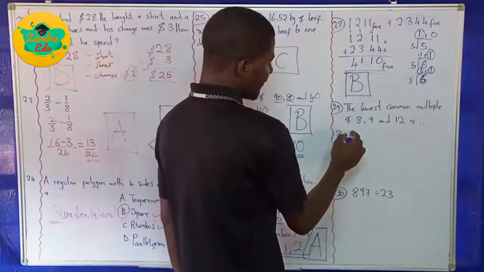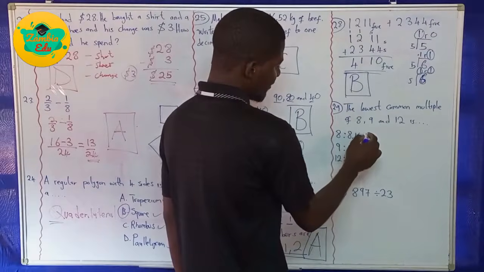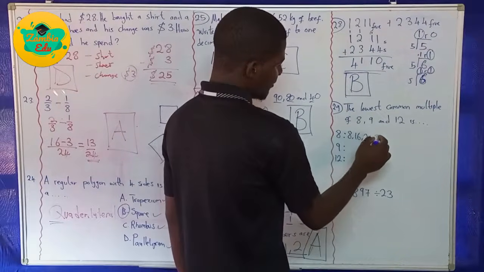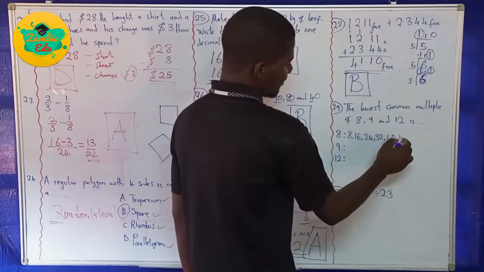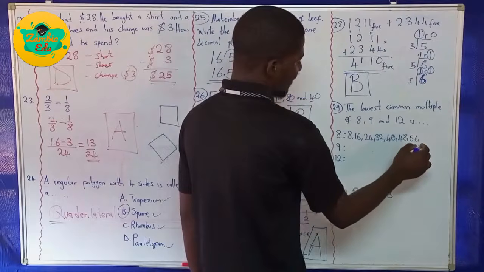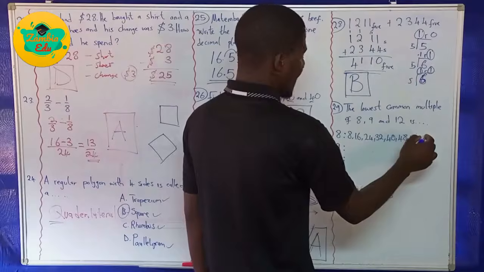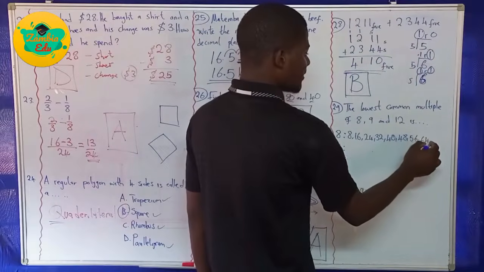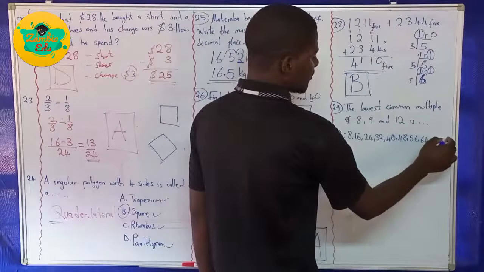So the first multiple of 8 is 8 itself. 16, 24, 32, 40, 48, 56, 64, 72, 80.